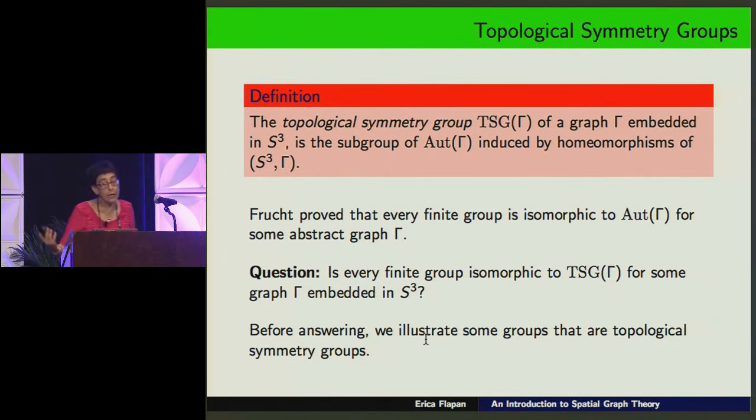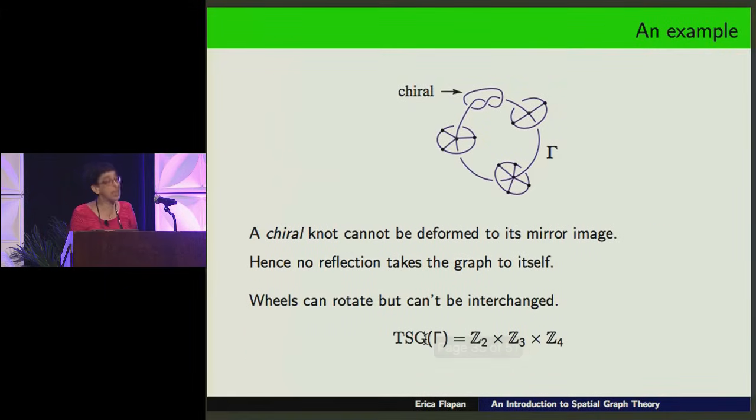So I've got a lot of freedom. Can I do it in such a way that I'll get every possible finite group? Finite because the graphs are finite. So before I answer that question, I'm going to give you a couple examples.